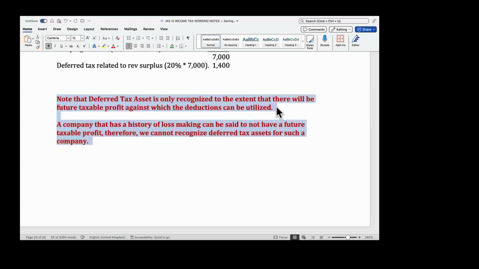Deferred tax asset is only recognized to the extent that there will be future taxable profit against which the deductions can be utilized, because the deferred tax asset arises from deductible temporary difference. So IAS 12 says that you need to be sure that there will be future taxable profits. The way we usually determine it is that a company that has a history of loss making can be said not to have a future taxable profit. So a company that is making profit, we can assume will have a future taxable profit, and then we can go ahead and recognize the deferred tax asset. But a company that has been making loss, if it makes loss this year, or probably made loss last year, then you cannot recognize deferred tax assets for that company. Because where is the future taxable profit anyway?